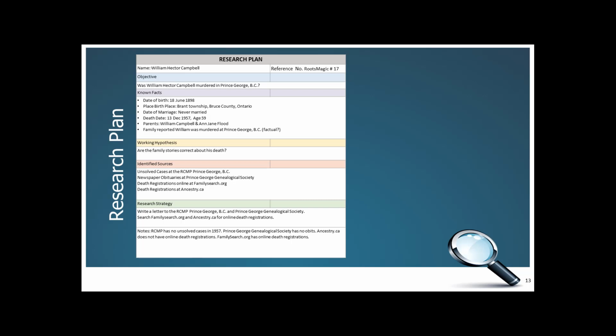Known facts. What have you already learned about your ancestor? This should include relationships, dates, places that are supported by original records. In this case, I've got his date of birth, his place of birth, date of marriage, he was never married, death date, 13 December 1957, age 59, parents. Family has reported William Hector Campbell was murdered at Prince George, BC.